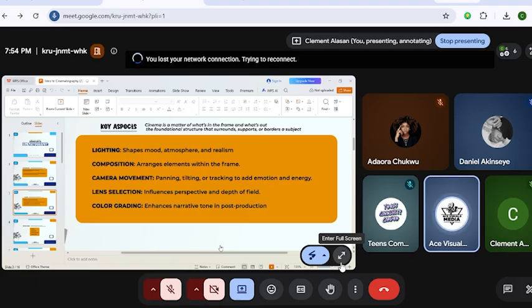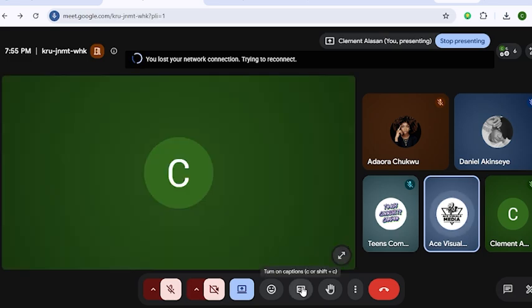I said composition is how elements are arranged within the frame. How elements are arranged within the frame.